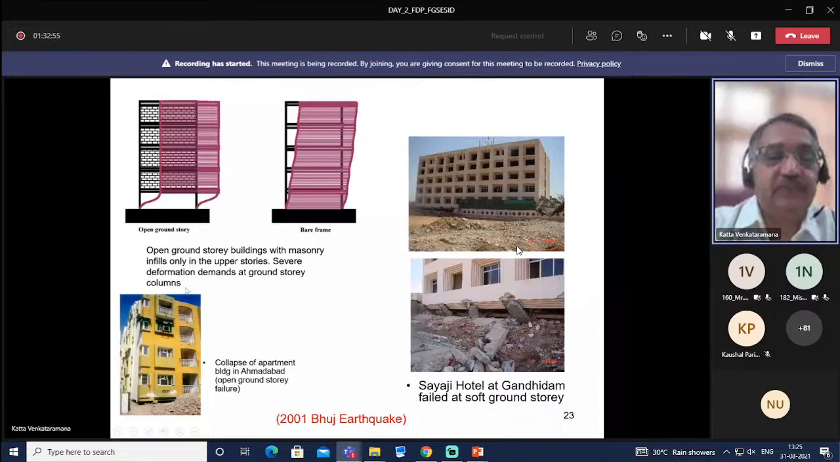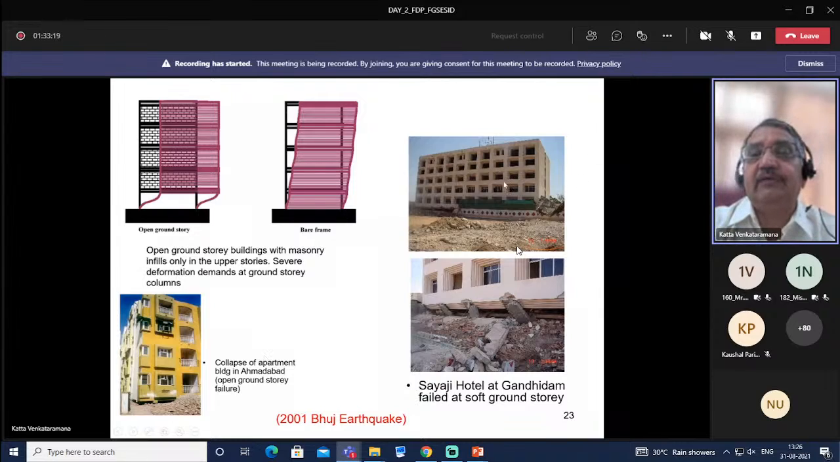So in such a case, the ground story columns get crushed. To avoid this, we take care while providing reinforcement in the ground story columns, and also we provide stirrups at closer intervals. So, failure of such a building: collapse of an apartment building in Ahmedabad, open ground story collapse.